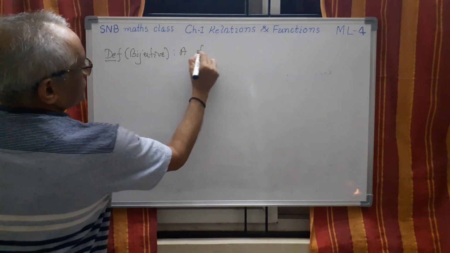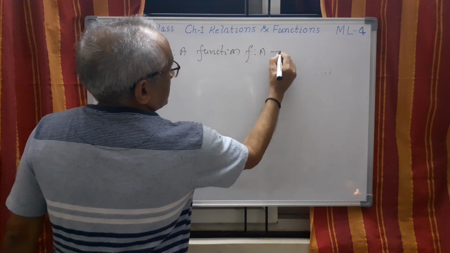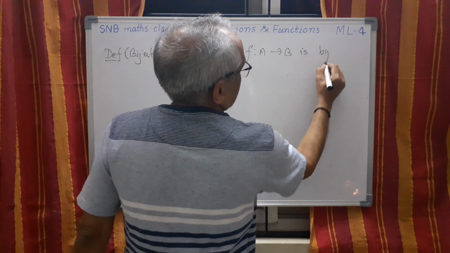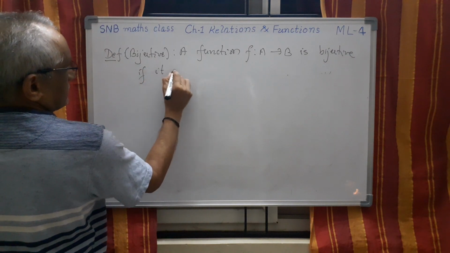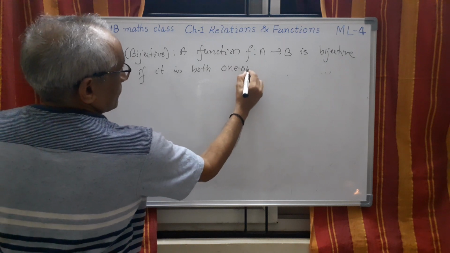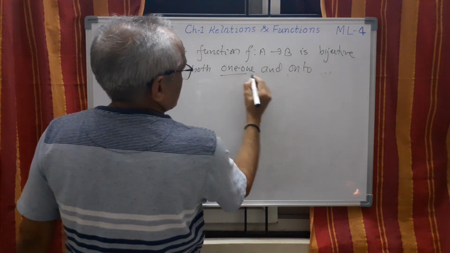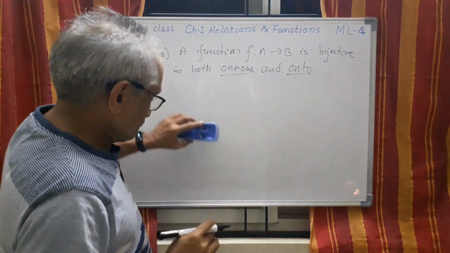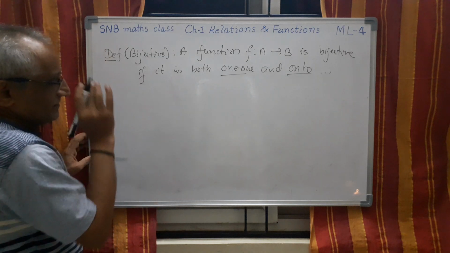A function f from A to B is bijective if it is both 1-1 and onto. So if it is both 1-1 and onto, it is called a bijective function. Now let me give some examples.